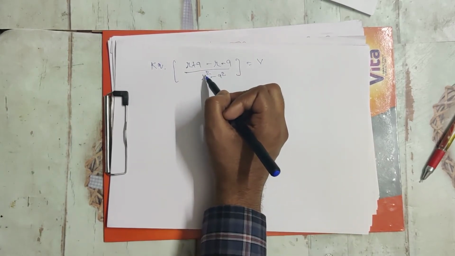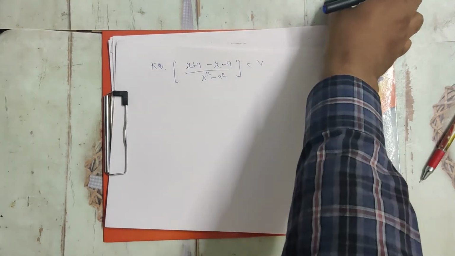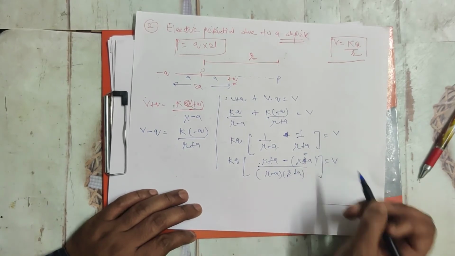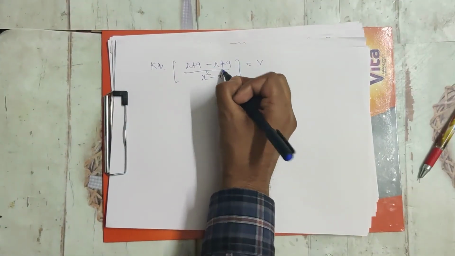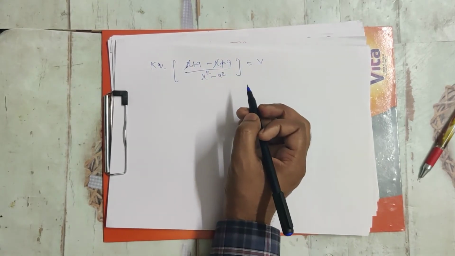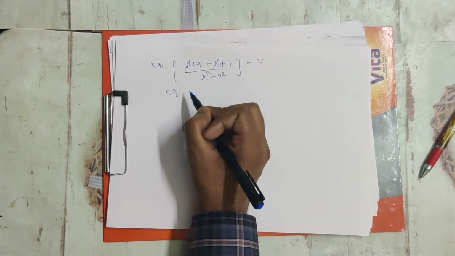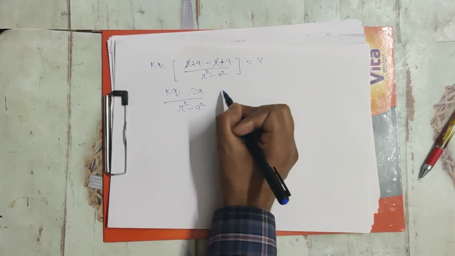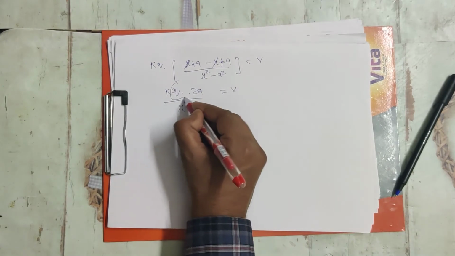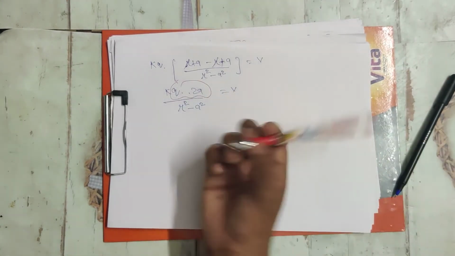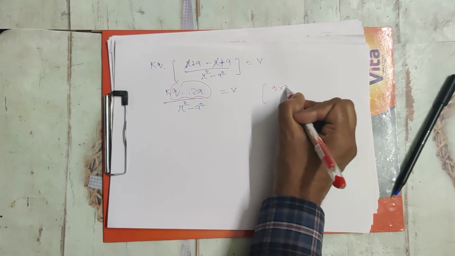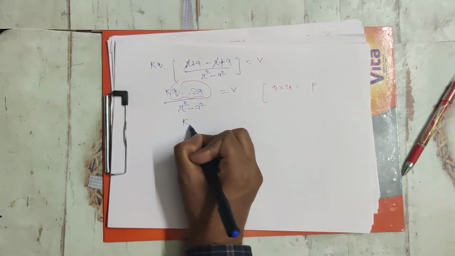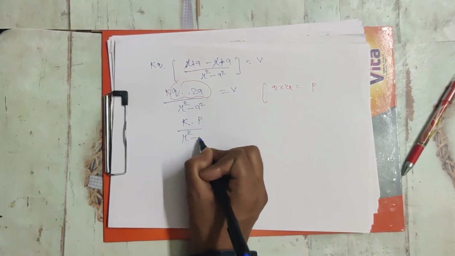Sorry, in the previous page it would be R minus A here, so it would be minus R and plus A. So minus R and plus R cancel out, so it would be K into Q into 2A divided by R square minus A square equals V. And you all know that Q into 2A is the electric dipole, that is P. So you can say that it would be K into P over R square minus A square.